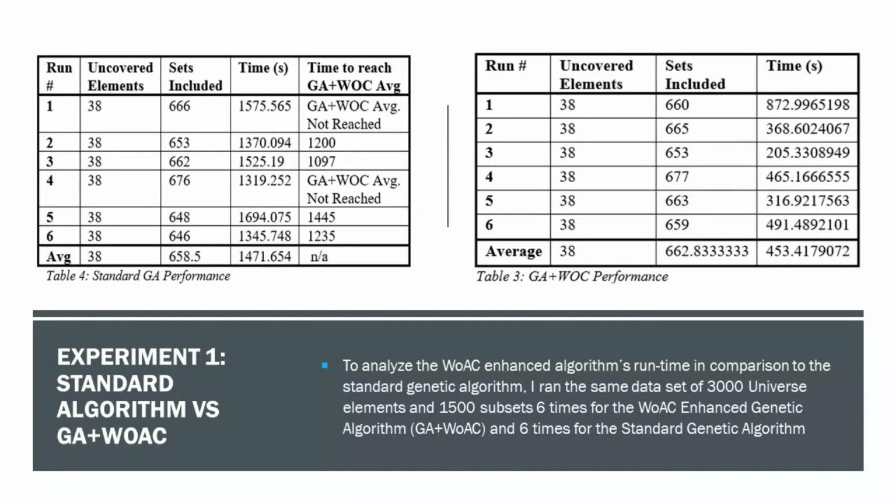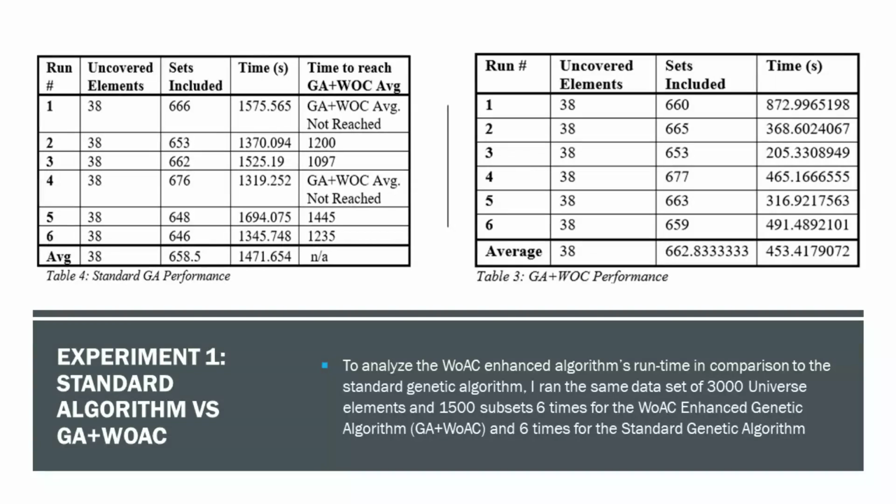And then in the third column we have the number of sets that were included in each run. Here you can see that in the first run there were 666 sets included, the second run 653, so it changes each time since the standard genetic algorithm is built on randomness to a certain degree. And then down at the bottom you can see that our average performance of sets included was 658.5. We'll compare that to our wisdom of crowds performance in a second. The time taken for each of these runs, our average was 1,471.654 seconds. So that's a really long time.